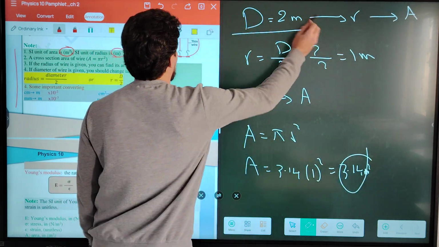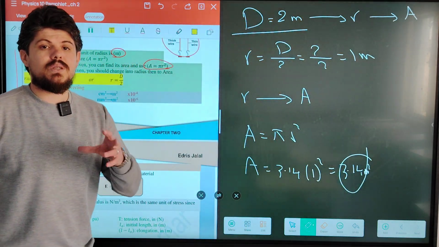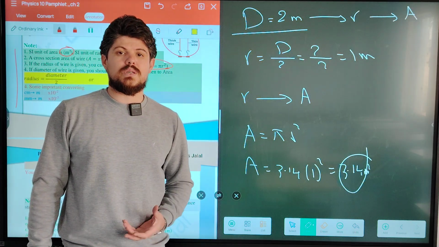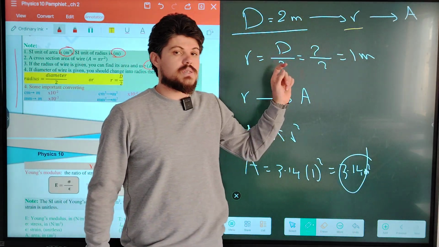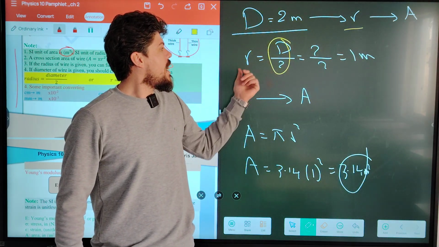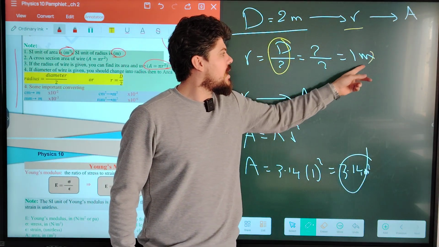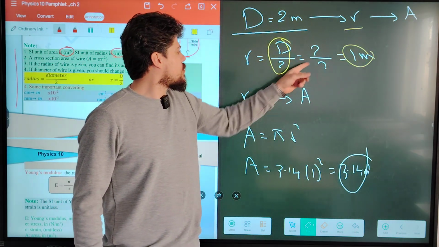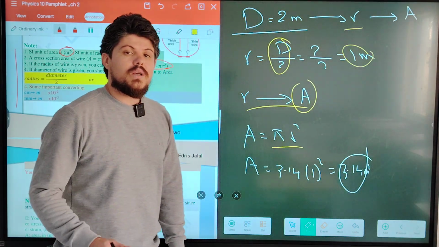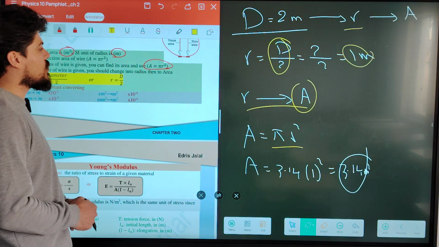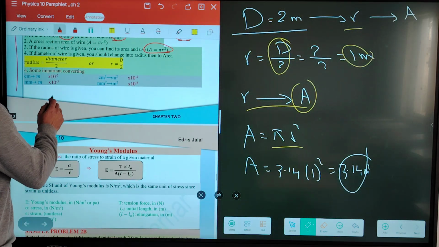So this is very important, guys, be careful. When diameter is given, we don't need diameter to solve a question. We have to convert diameter to what? To radius. How? Divided by 2. After that, when you find the radius, you have to convert to what? To the area. How? By using this relation, the area of the cross-section of the wire is equal to pi r squared.